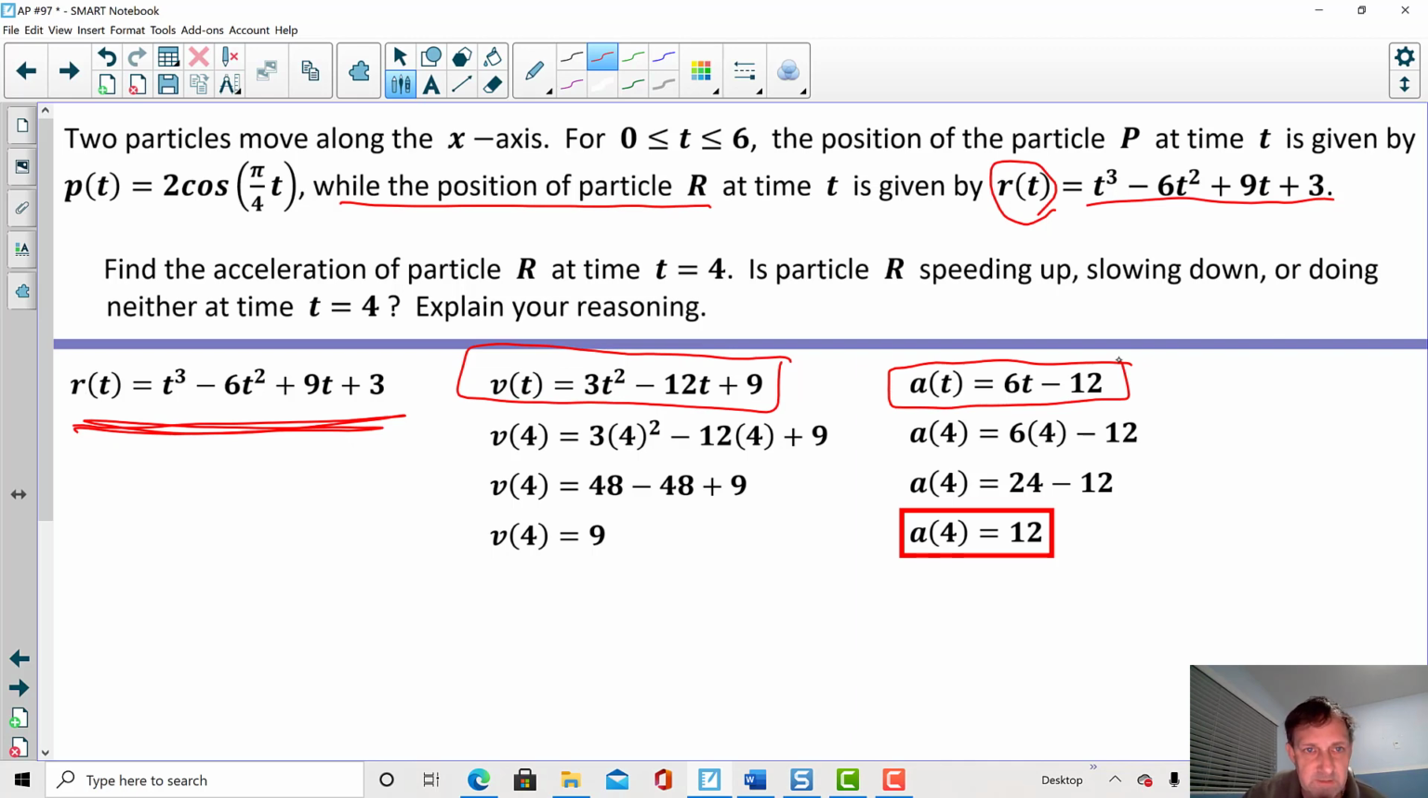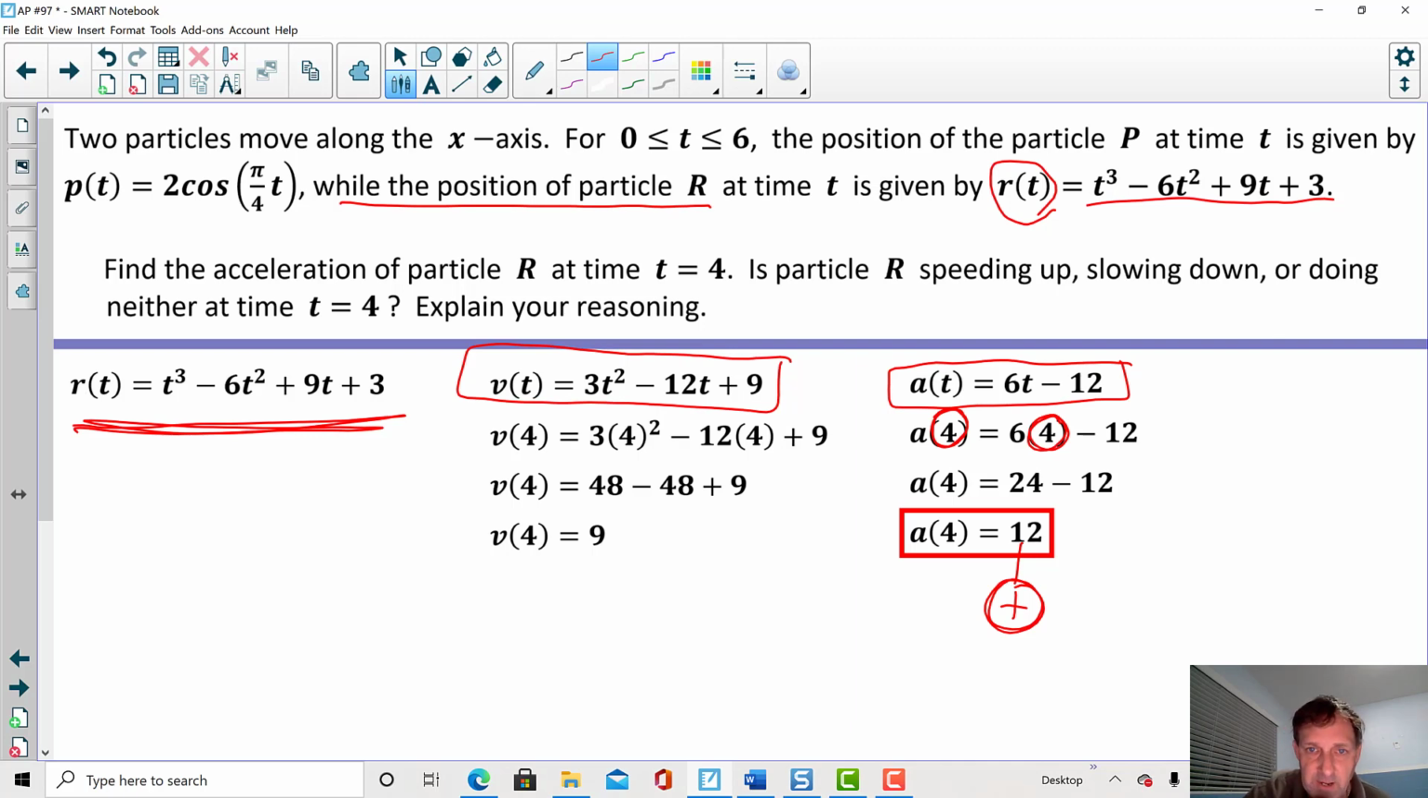But it wants us to find the acceleration when t is 4, so we have to plug in our 4 for the t. After plugging in a 4, I'm going to get 24 minus 12, which is just 12. Now what's important is not that we got 12. What's important is that we got a positive. So that means that the acceleration is to the right.